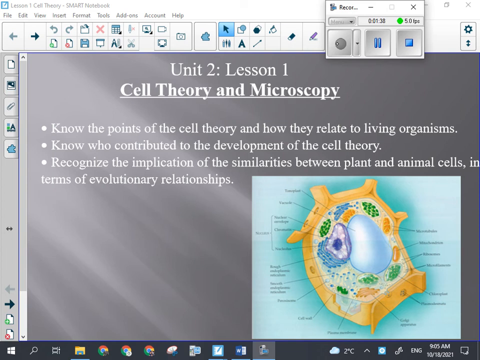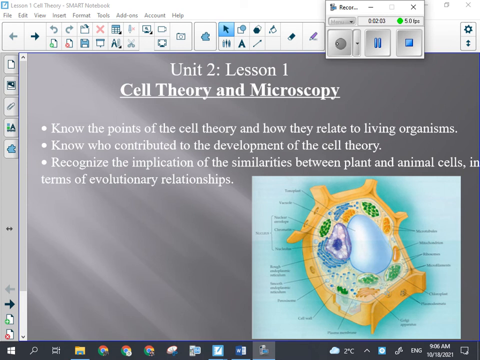All right, so for today, we need to know the points of the cell theory and how they relate to living organisms. Okay, so there's only 3 points to the cell theory. There were 4 in the atomic theory, so you're getting a break already. Okay, only 3 points. Know who contributed to the development of the cell theory. Like I said, there's literally only 4 important people. Okay, and recognize the implication of the similarities between plant and animal cells in terms of evolutionary relationships.